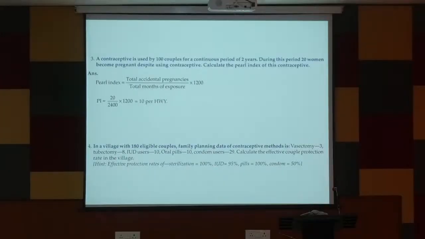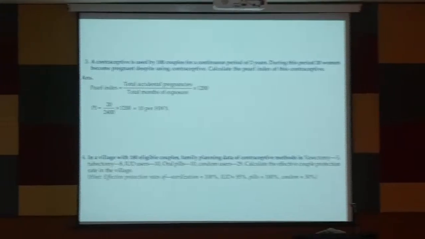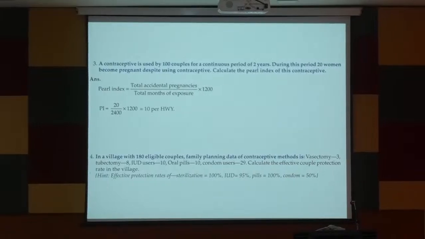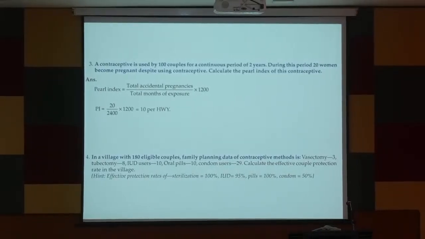What will be in the numerator? What is the numerator in the couple protection rate? No, I mean, what will be in the numerator? Total number of couples using contraception divided by total number of eligible couples.